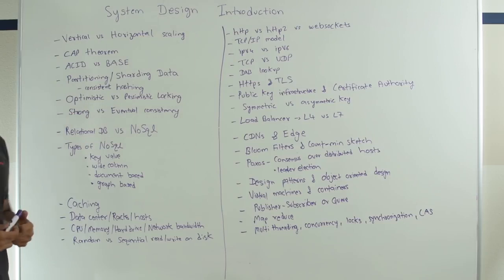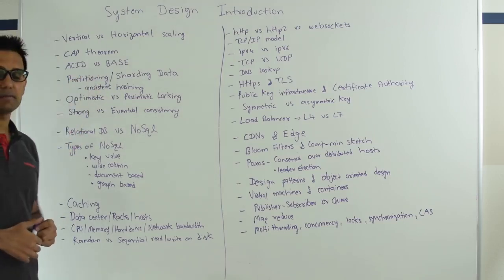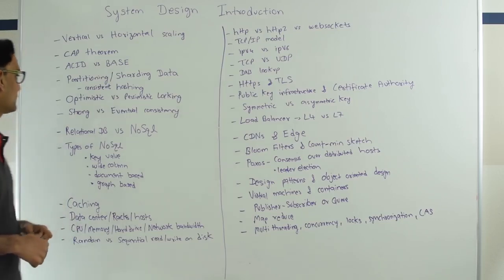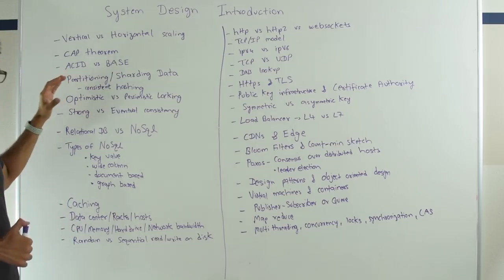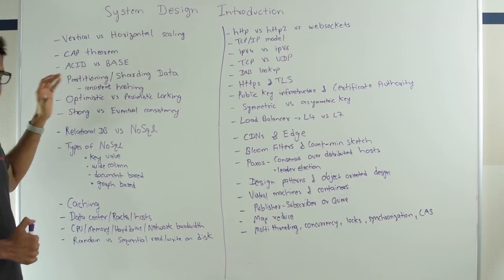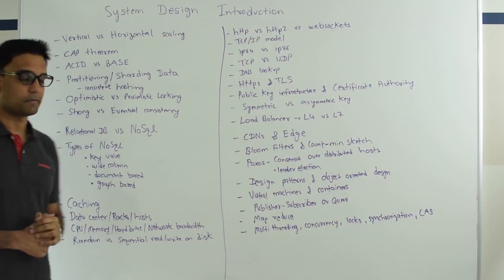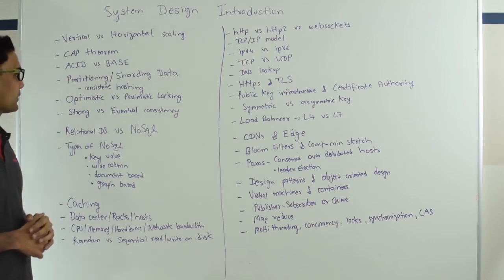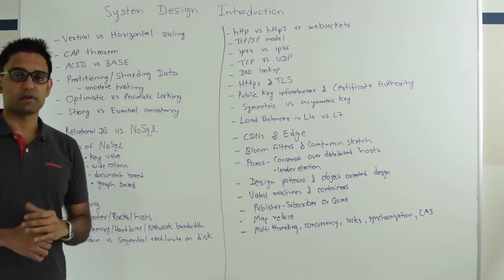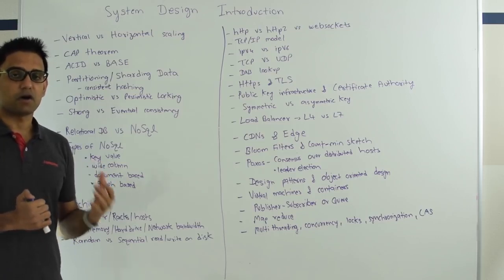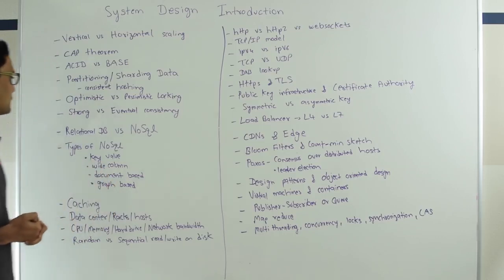ACID stands for atomicity, consistency, isolation, and durability, while BASE stands for basically available, soft state, eventual consistency. ACID is used more in terms of traditional relational databases, while BASE is used more for NoSQL databases. And you need to understand the differences because once you start using more NoSQL databases, you need to understand which part of ACID properties you are willing to sacrifice.